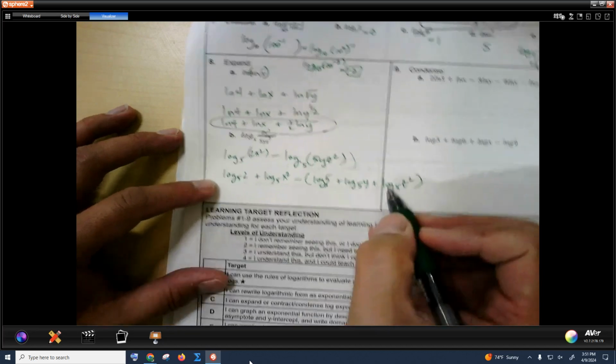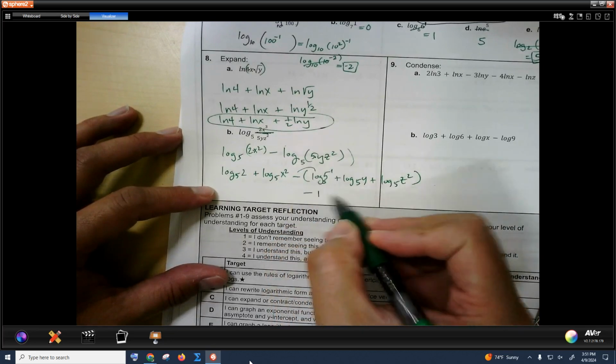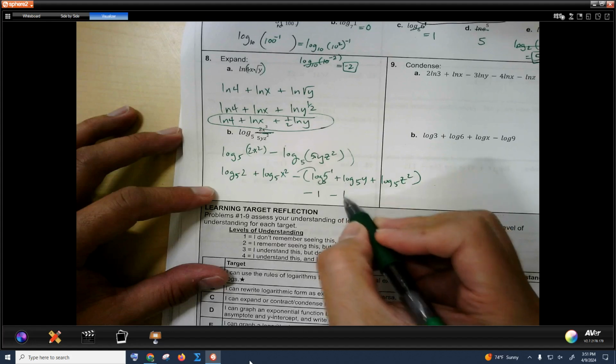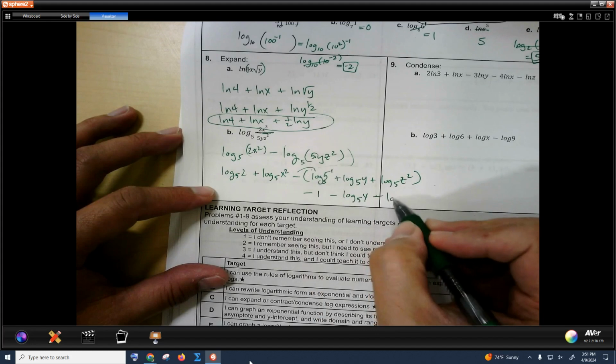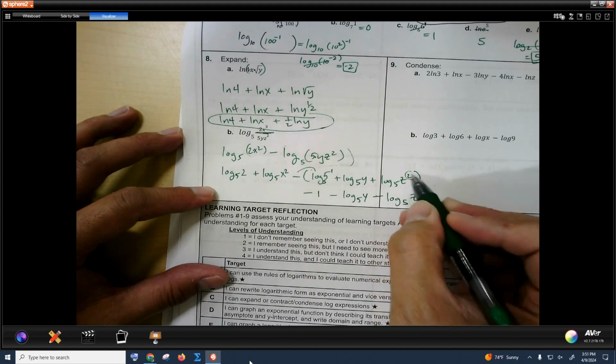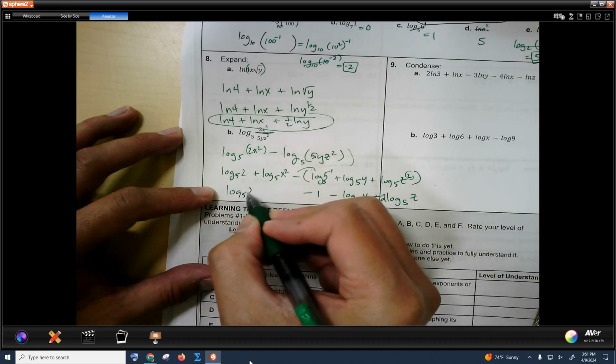squared. Okay, now this is going to become 1. So you have a 1, and let's distribute that negative. This is also a negative. And then this is also a negative. And then this 2 goes to the front. So there's a 2 here. And that's your expanded form.